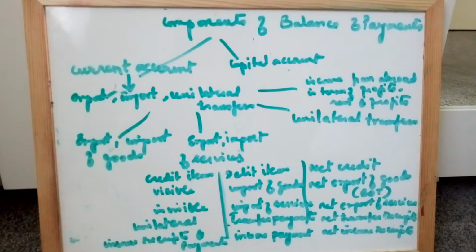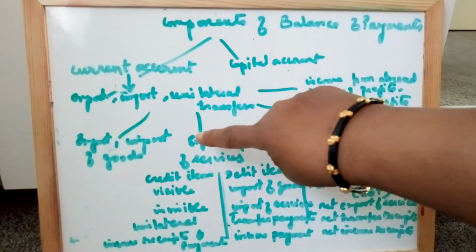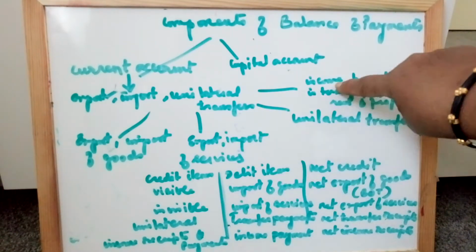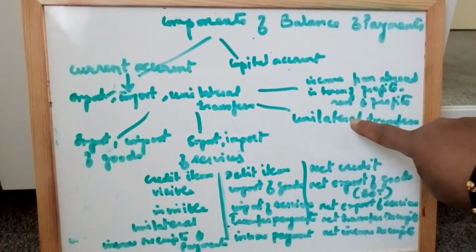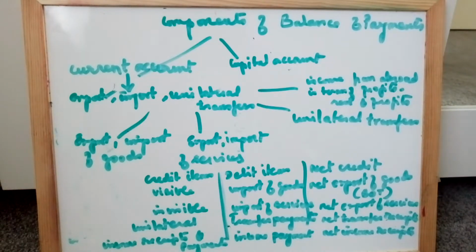The next component is unilateral transfer. So all the components of current account are mentioned here. The next one, unilateral transfer. This includes gifts, donations, personal remittances. So they refer to receipts and payments which take place without any service in return. So the receipt of unilateral transfers from rest of the world is shown on the credit side and unilateral transfer to rest of the world on debit side.